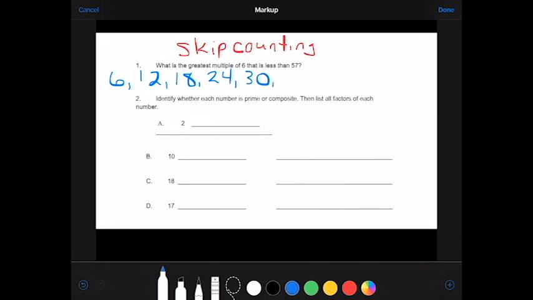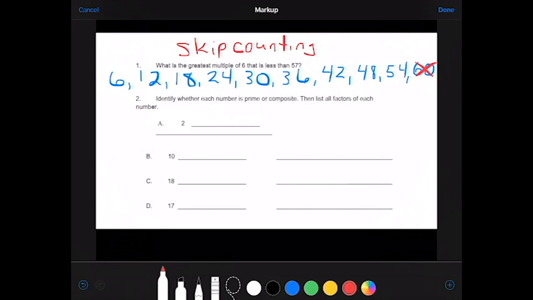And then I'm just using my fingers to count, or I'm counting up in my head, or I'm using my times tables to keep going. 36, 42, 48, 54, 60. Uh-oh. 60 is too big, right?